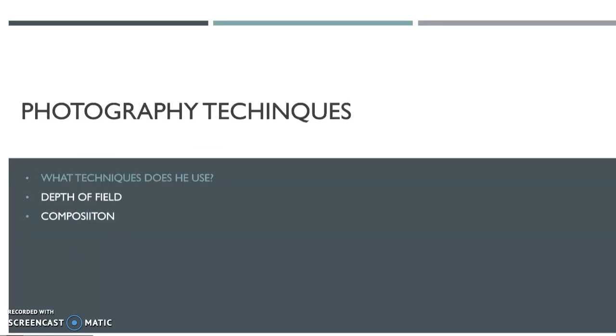So what type of techniques does he use? Now, David uses depth of field a lot within his work, and I'll be showing you examples in the next slide. And he also uses composition a lot within his work as well, which means that a lot of his work is centered. Like he'll compose the camera so that what he's looking the viewer to focus on, the camera will focus on it, and it'll normally be in the center because the center is where the eyes of viewers would be drawn. So that's exactly what he tries to do with his photography.